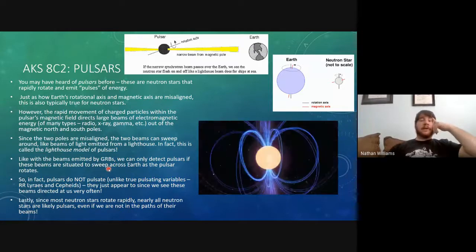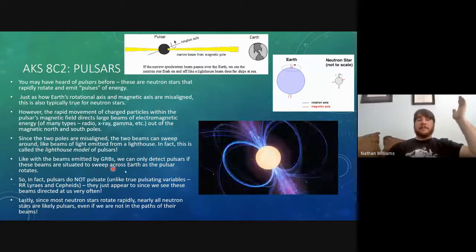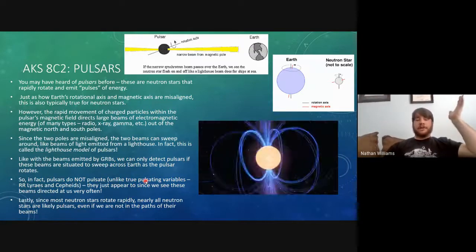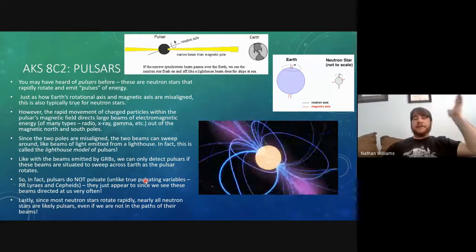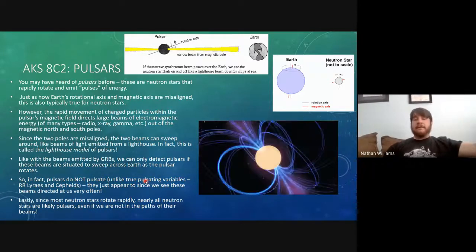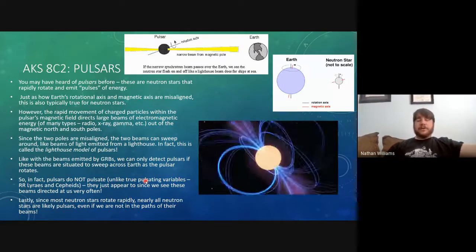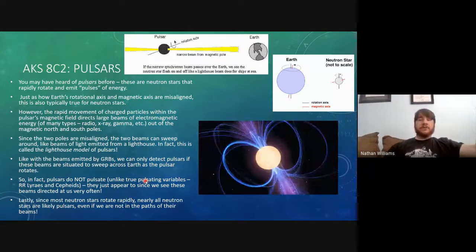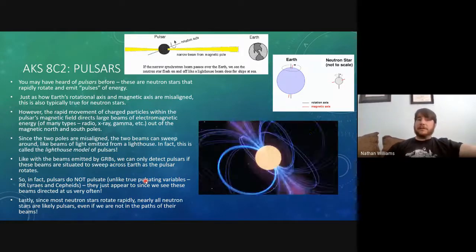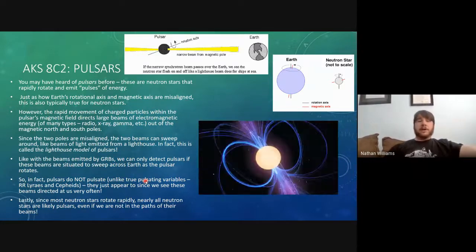Also, one other thing to know here is that it's very likely that most neutron stars are pulsars, because the two main factors at work here, again, are the very powerful magnetic field and the rapid rotation. And all neutron stars have those properties. So most neutron stars, even if we can't tell directly that they're pulsars, they probably are.